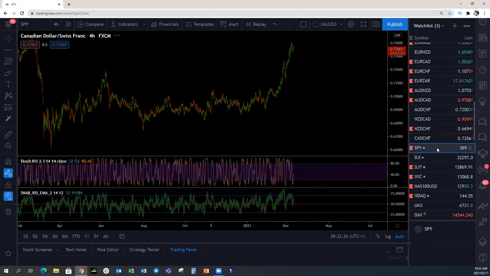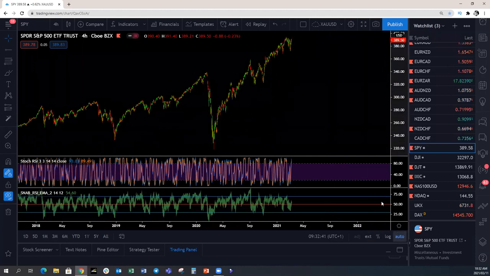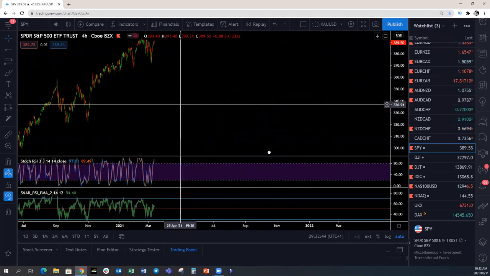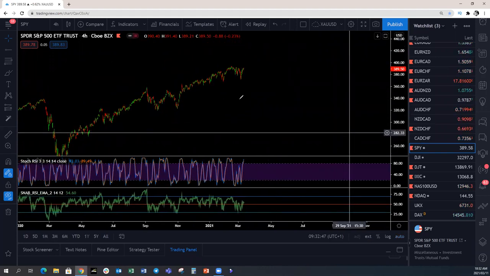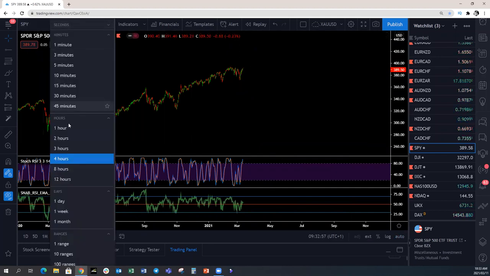Right, let's go to the indices. Just a matter of time before we get those breaks. On the S&P 500, we are back at the top. Looks like we're about to break now. We want to see this one push to the upside. Let's go to the 1 hour.